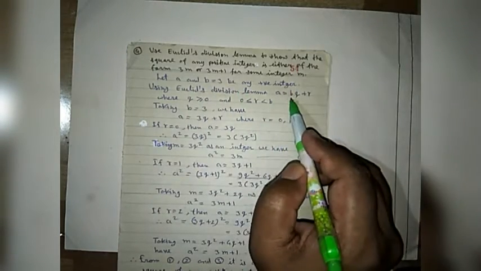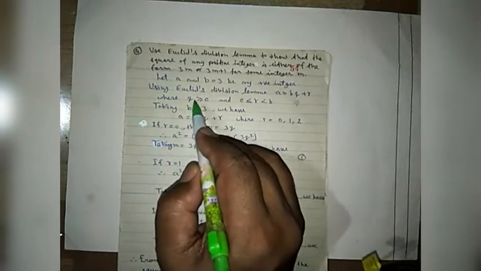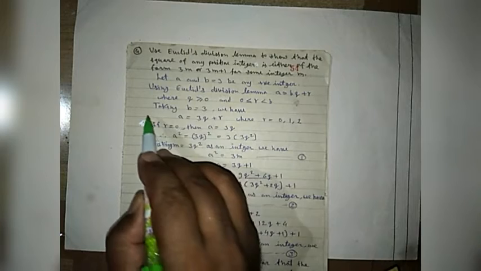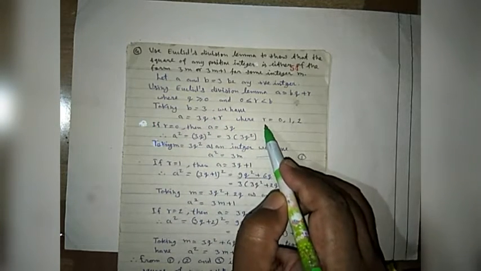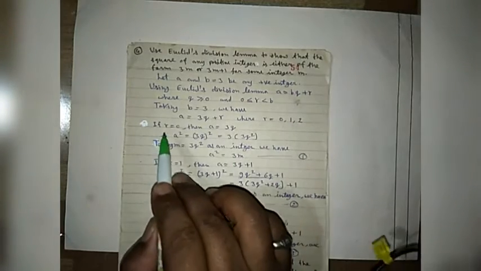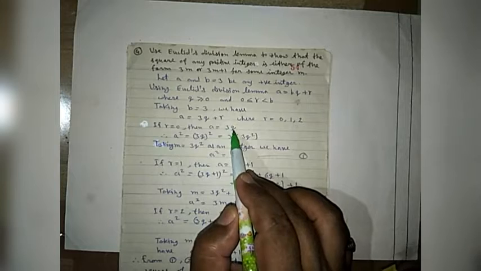Using Euclid's division lemma, a equal to bq plus r, where q is greater than or equal to 0 and 0 less than or equal to r and less than b. Here taking b equal to 3, we have a equal to 3q plus r, where r is equal to 0, 1 and 2. In case 1, if r equal to 0, then a equal to 3q.